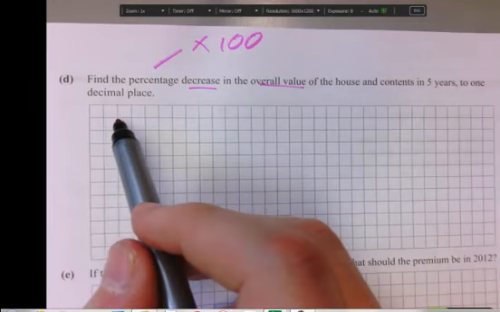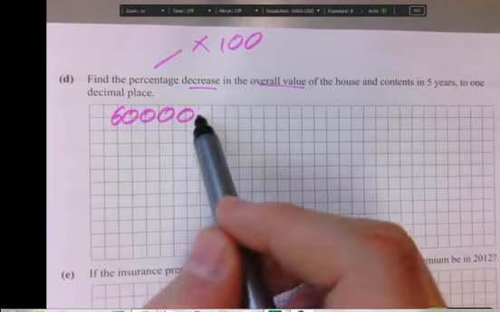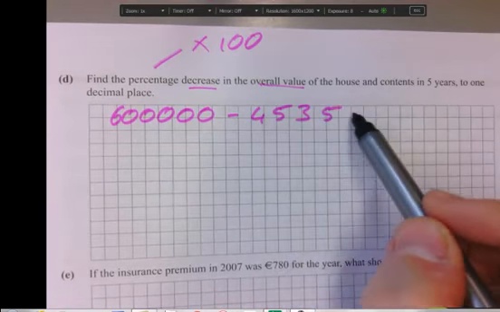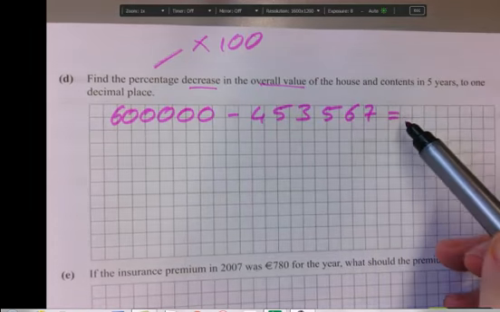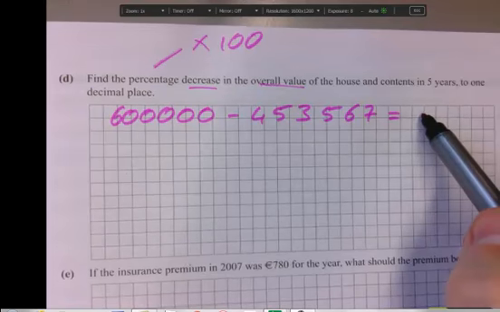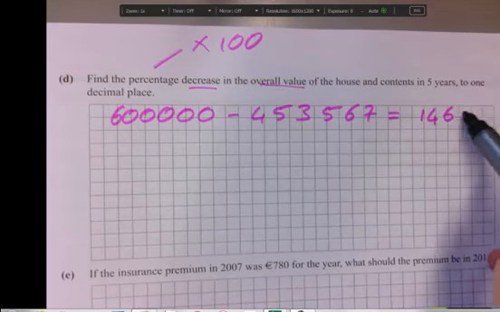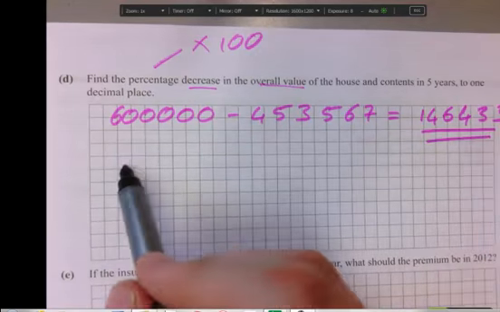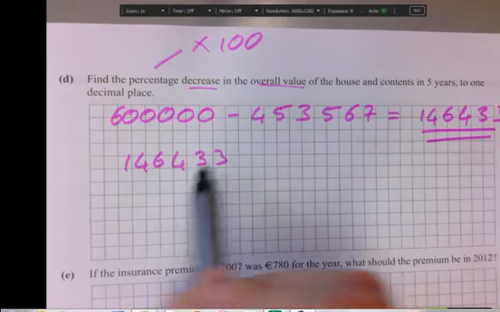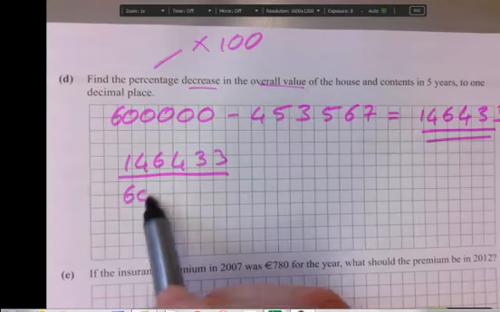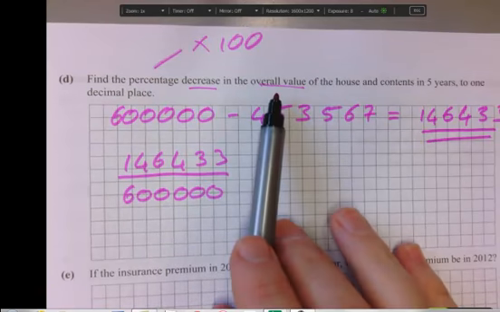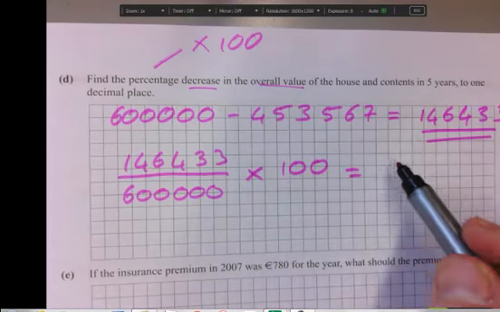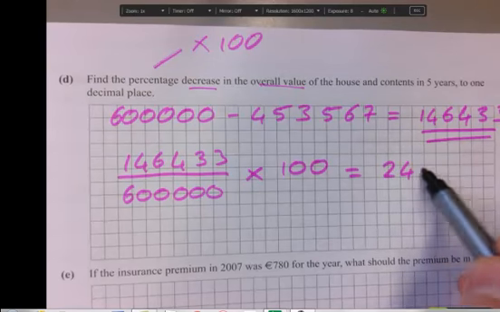So how much has it decreased by? Well, it was worth 600,000. Now it's worth 453,567. So that means that the decrease in value is 146,433. So we take this decrease, 146,433, and put it over its original value, which was 600,000. We know it's the original because it says overall or original. And here's where we bring in our multiplied by 100. So times it by 100 and round it to one decimal place, you'll get 24.4%.